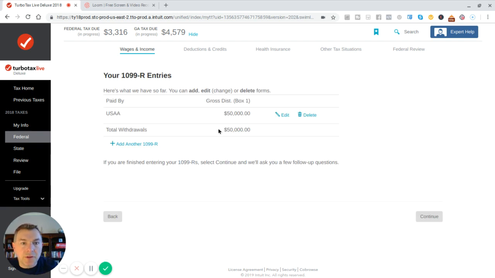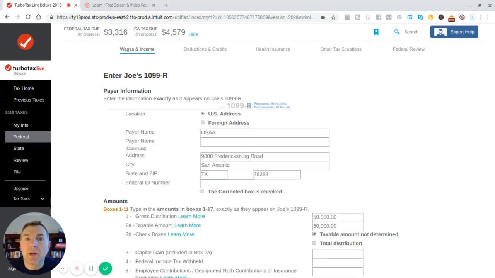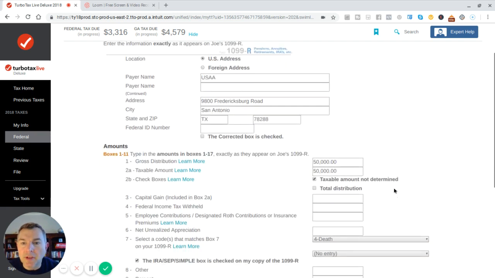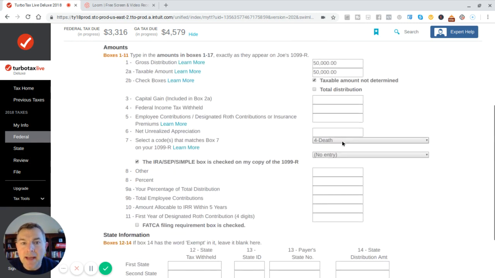All right, so here we go. Let's click on this USAA 1099 that I did. This tells us who received the 1099. Remember, 1099-R is a distribution from an IRA. We have $50,000 of gross distribution, and we had it select code death, because death is one of the exceptions to the early penalty on IRA and 401k distributions. So we're going to say no exception, and early distribution with no penalty.